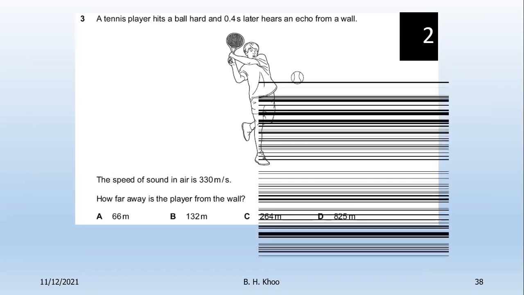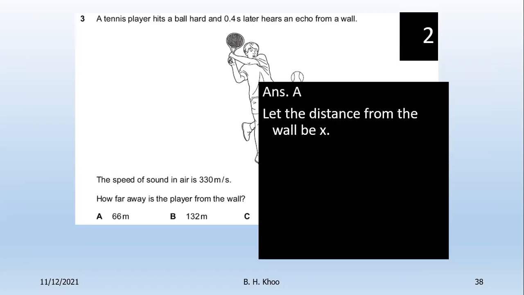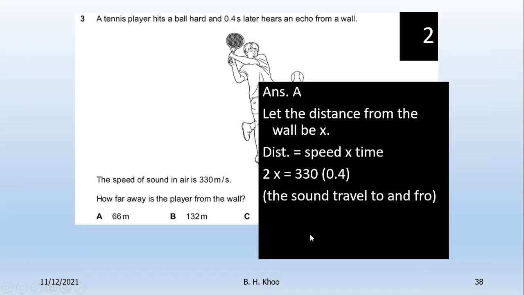Right? So remember, first thing is to let the distance from the tennis player to the wall be x. So the sound traveled 2 distances. Right? Distance is speed times time. So total distance traveled is x plus x, which is 2x. Speed is 330. Time is 0.4. And calculate your distance. Right? The sound is traveling to and fro. So that's the reason why we have 2x there. Calculate x by dividing by 2. Using the calculator again, get the answer.